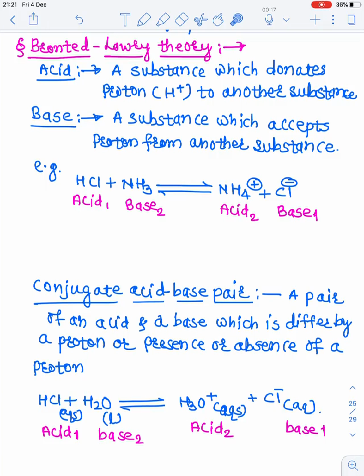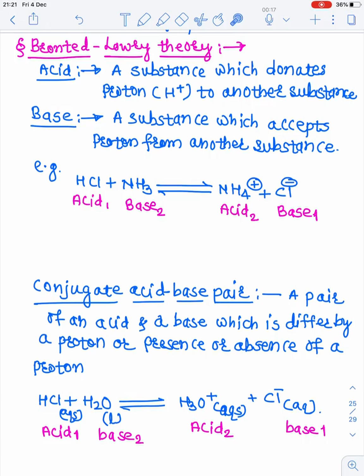Students, according to the Bronsted-Lowry concept, an acid is a substance which donates protons, that is the H positive ion, to another substance, and a base is a substance which accepts protons from another substance. Means if anyone is giving the H positive ion, there must be an acceptor. Therefore both substances, acid and base, should be present. Now we will see one example.